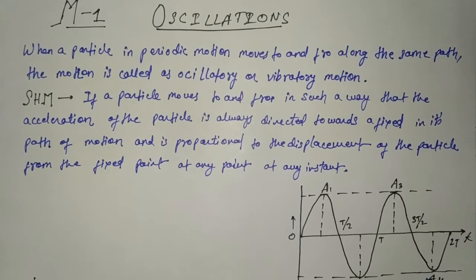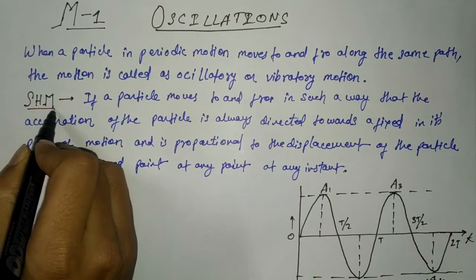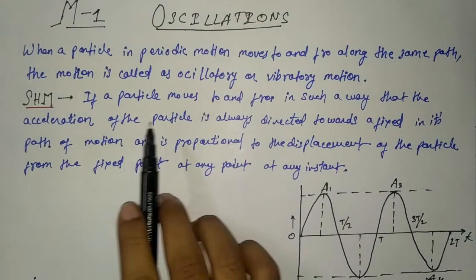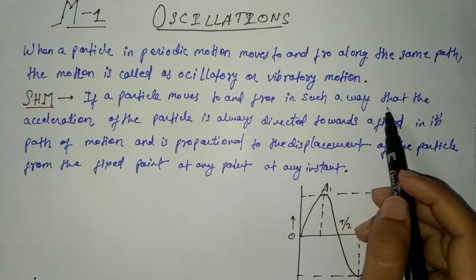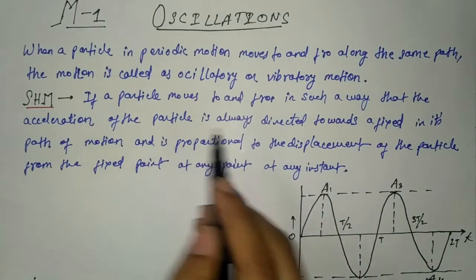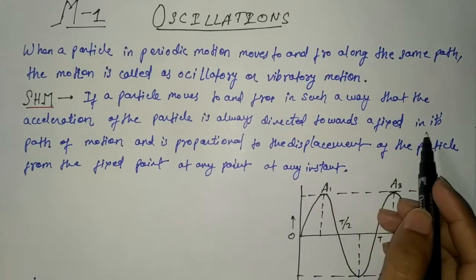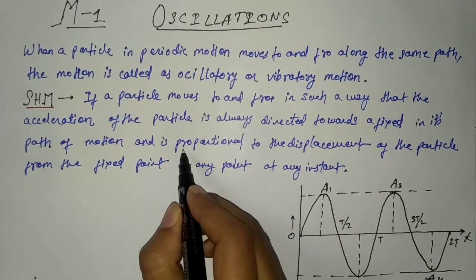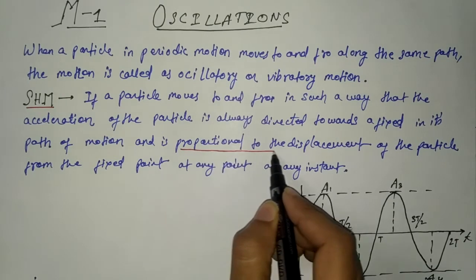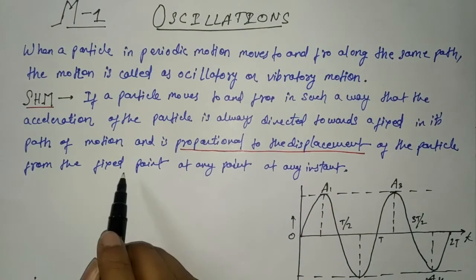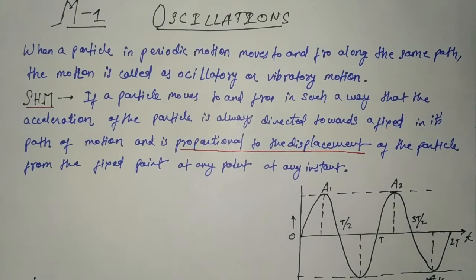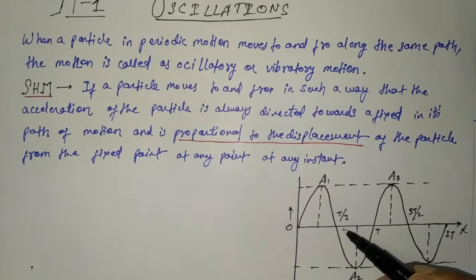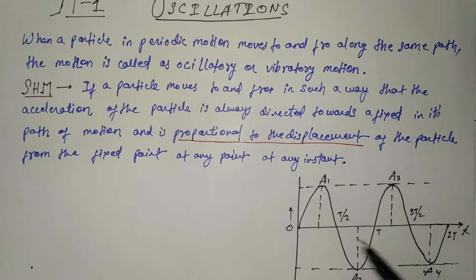Friends, here is the definition for SHM that I have already told. If a particle moves to and fro in such a way that the acceleration of the particle is always directed towards a fixed point in its path of motion, and this point is important, it is proportional to the displacement of the particle from the fixed point at any instant. This is how we can represent the motion of a simple harmonic particle. This is the trough here, and this one is the crest, and this motion is an SHM.